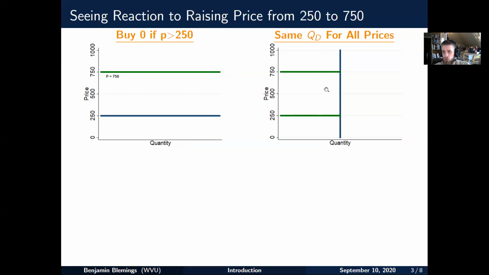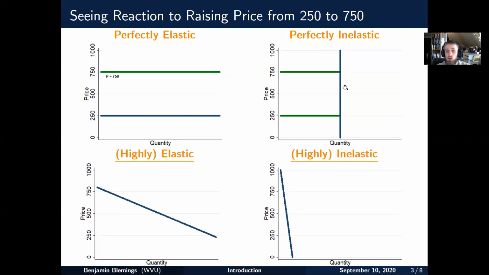But these are just special cases of other elasticities. In the panel down here, there's a highly elastic curve where it's pretty horizontal, whereas this curve is highly inelastic because it's pretty vertical.